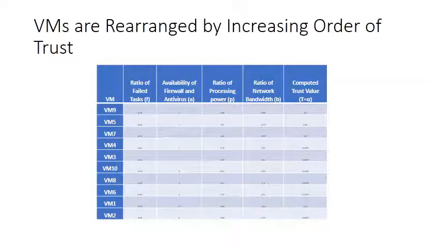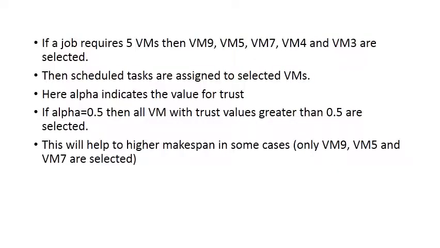After computing the trust of all virtual machines, the virtual machines will be rearranged based on the trust value. After rearranging, the table will look like this. If a job requires 5 virtual machines, the top 5 machines will be selected for the process. In our example, virtual machines 9, 5, 7, 4 and 3 are to be selected, and then the scheduled tasks are assigned to the selected virtual machines.